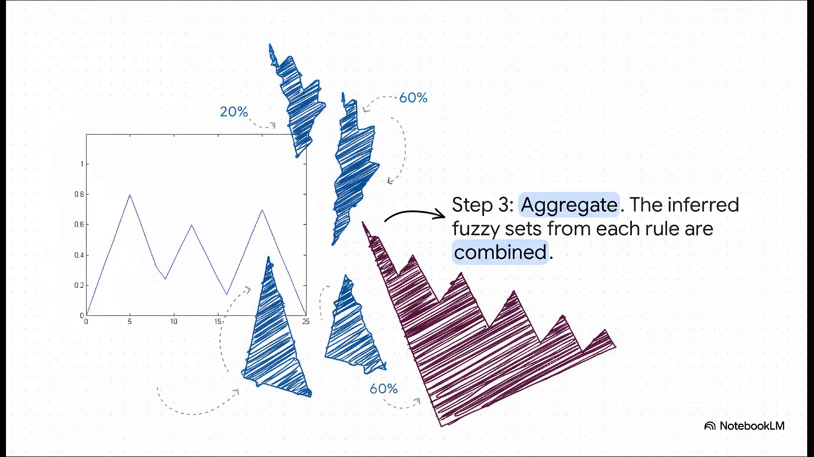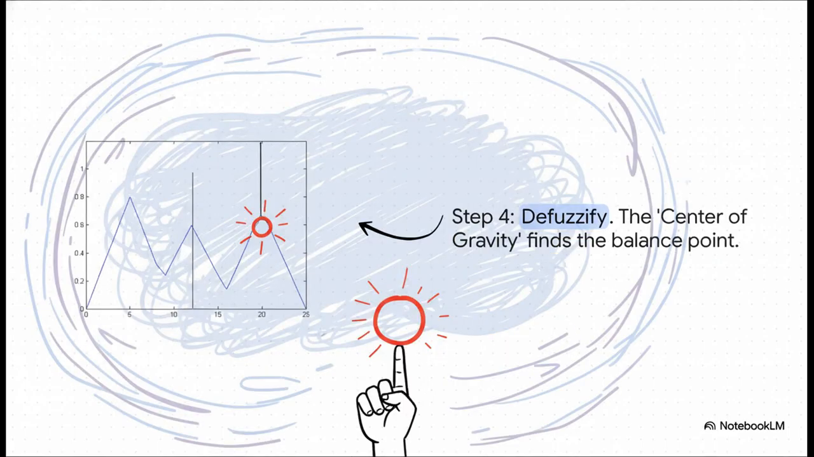Okay, step 3, aggregation. The system does that same slicing thing for every single rule that got activated. So Rule 2 fired at 20% and Rule 3 fired at 60%. Then it just stacks all of those sliced off shapes on top of each other. It combines them into one big, final, kind of weird-looking fuzzy shape. But that combined shape? It's still fuzzy, right? We need a real number. So that brings us to the final step.